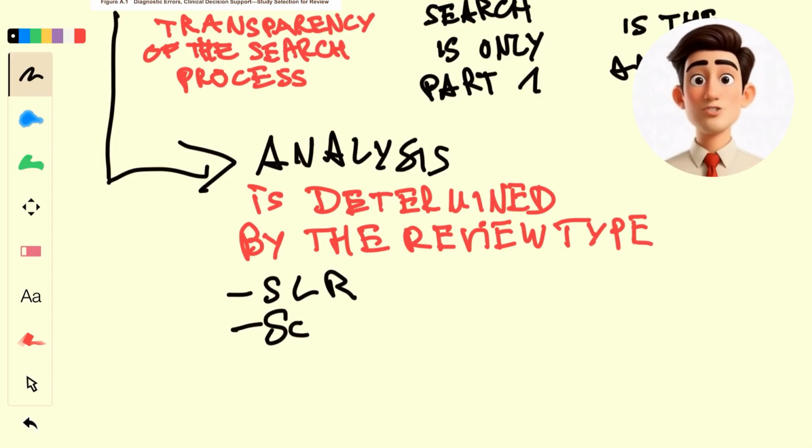Am I writing a scoping review? Then I might not be asking whether something works. I might be asking what kind of research exists on a topic. In that case, I want to map the field. I want to see what concepts appear, what populations are studied, what methods are used, where the gaps are, and how the literature is distributed.